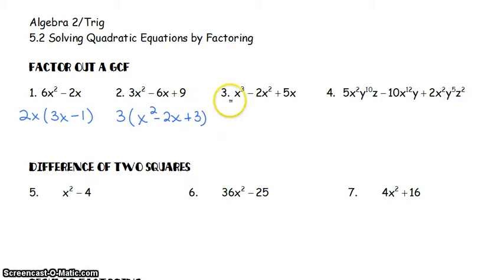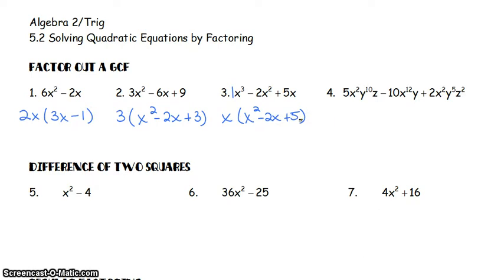Going on to number 3, we've got a, remember that's a 1. 1, negative 2, 5. There's no coefficients that can be pulled out. I've got 3 x's here, 2 there, 1 there. So they all share 1x. When I pull that out, I only have 2 x's left. I only have 1 x left in the middle, and no x's left on the end.